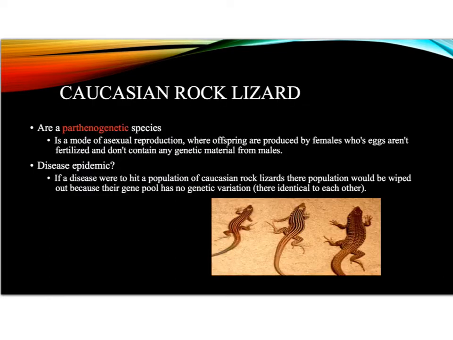Caucasian rock lizards are a parthenogenic species. It's a mode of asexual reproduction where offspring are produced by females whose eggs aren't fertilized and don't contain any genetic material from males. Disease epidemic. If a disease were to hit a population of Caucasian rock lizards, their population would be wiped out because their gene pool has no genetic variation.